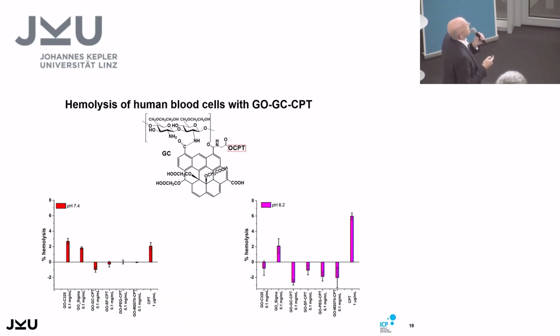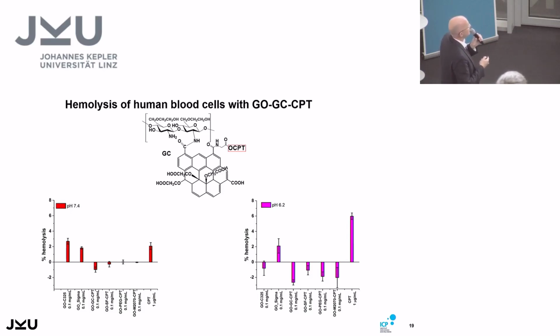First thing was then having a short look on human blood cells, because if this composite material is to be applied in the human organism, it should not kill blood cells, of course. And we found out the pure GO is still toxic.